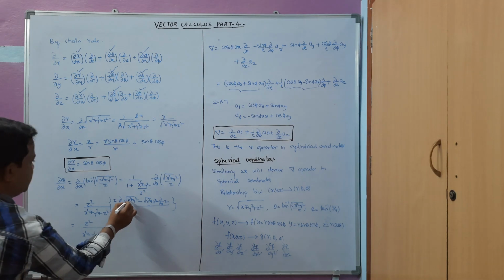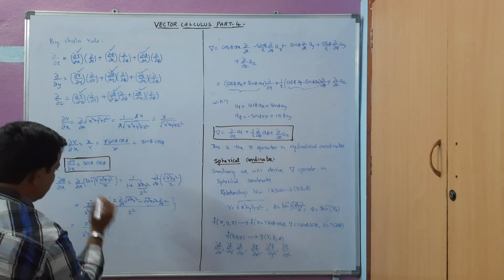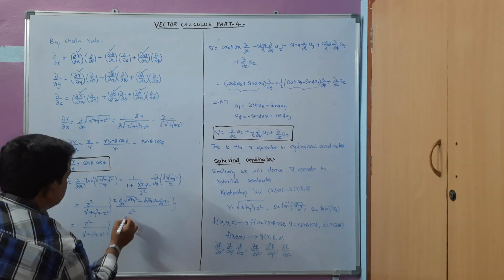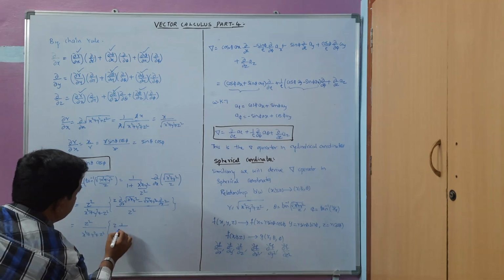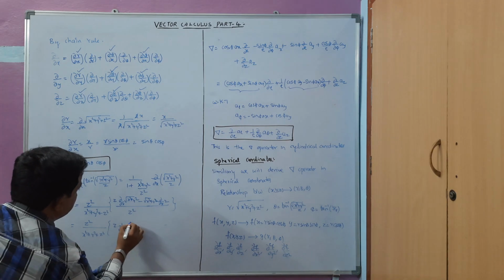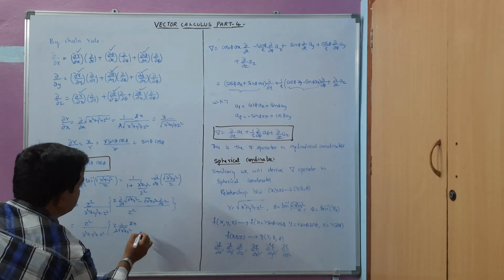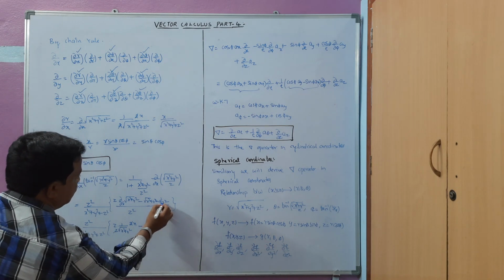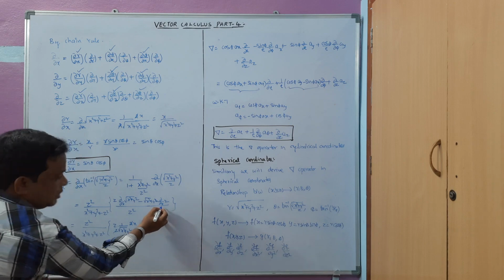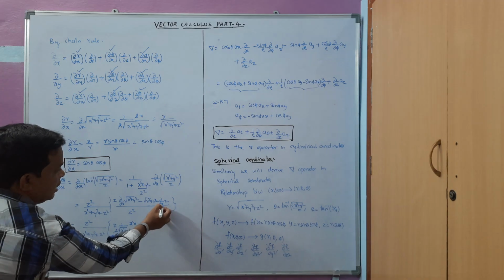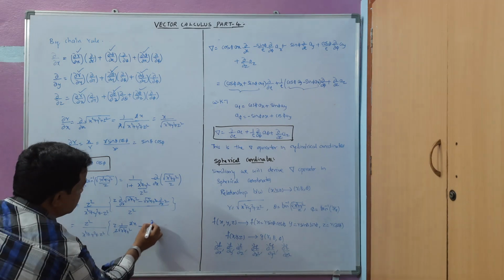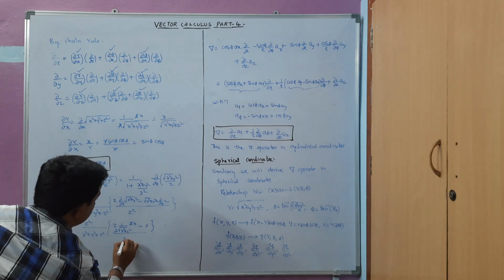Again we have to differentiate this one: 1 by 1 plus z into 1 by square root of x square plus y square, and again we have to differentiate to get 2x, into 2. This is going to cancel, and the differentiation of z with respect to x is 0, so I get 0 by z square.